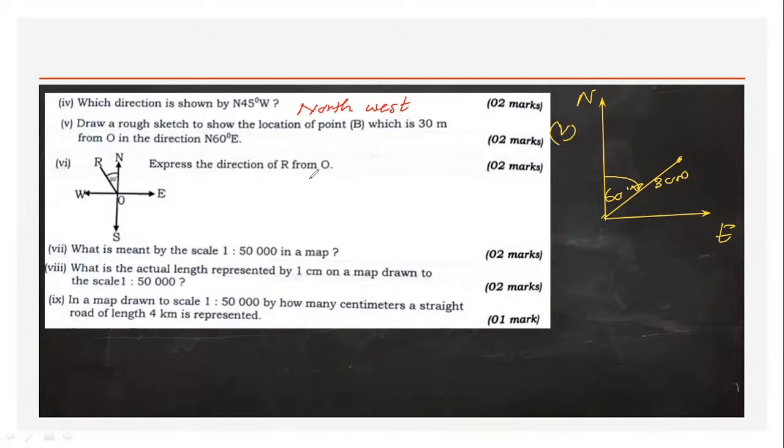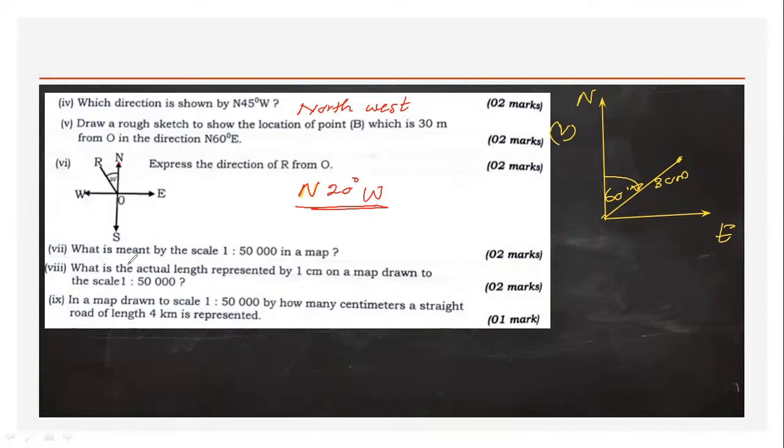Then express the direction of R from O. How can we express R from O? First we can write N, then 20 west. That is the answer for the sixth one. From the north direction, 20 degrees towards the west direction. So that is what we can write like this.